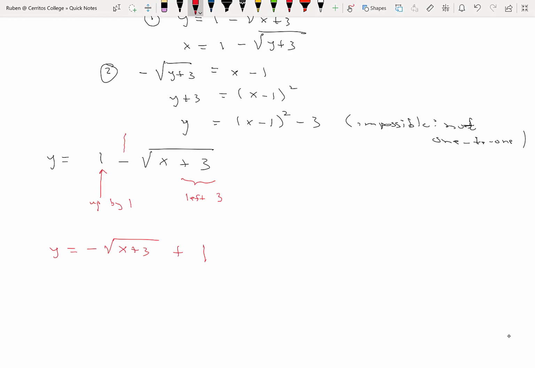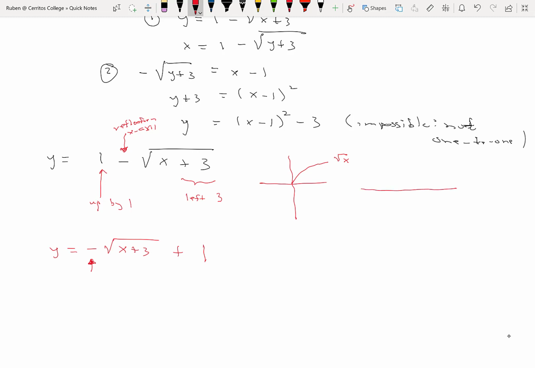What does the negative coefficient of the square root do? And the answer is, if you remember, it's a reflection in the x-axis. So we'll do this very quickly, step by step. You have the square root function, which we memorize. Absolutely got to memorize it.